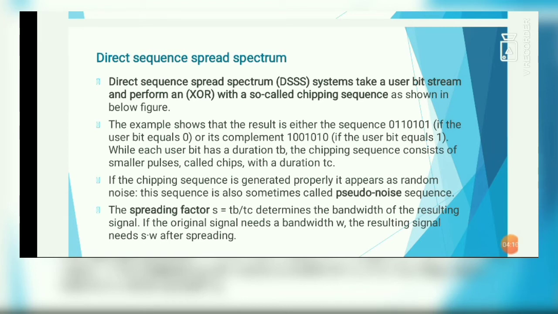Okay, so the spreading factor S is calculated by dividing the user bit duration TB by the chipping sequence duration TC. So if the original signal needs a bandwidth W, the resulting signal needs S dot W after spreading. So consider the original signal with the bandwidth W, the resulting signal after applying the spreading factor will be S dot W after spreading.